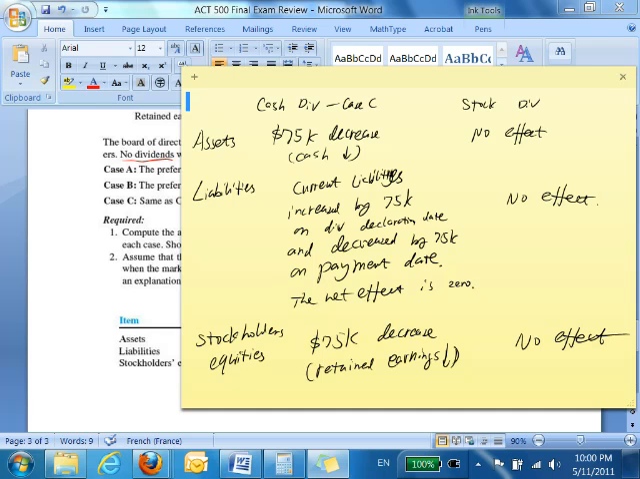So in summary, a cash dividend decreases assets and stockholders' equity by the amount of the dividend because resources were used to pay the cash dividend. However, a stock dividend does not change total assets or total stockholders' equity because no resources are disbursed. Only the internal content of stockholders' equity is changed. The number of shares will increase.